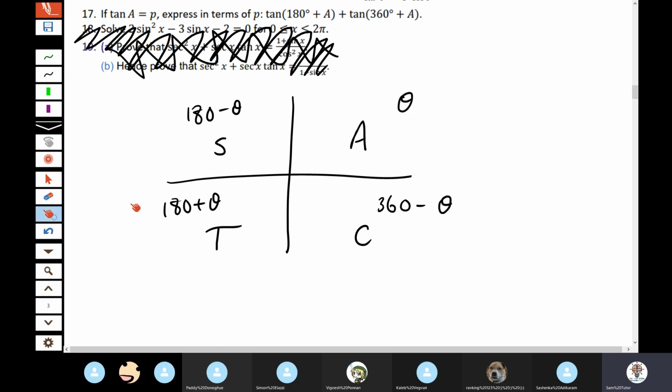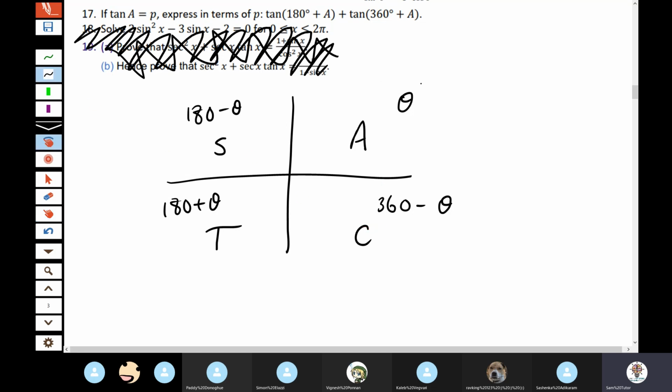If I told you, we already know now that for sine to be positive, it would be in A and S. For tan to be positive, it would be in A and T. For cos to be positive, it would be A and C. Is that all right? Okay.